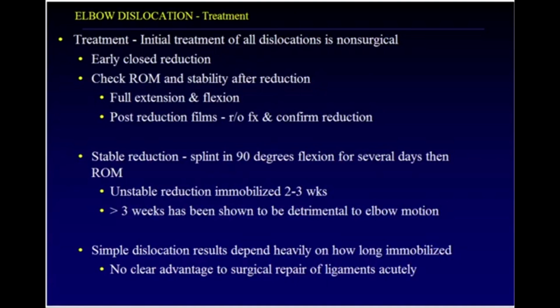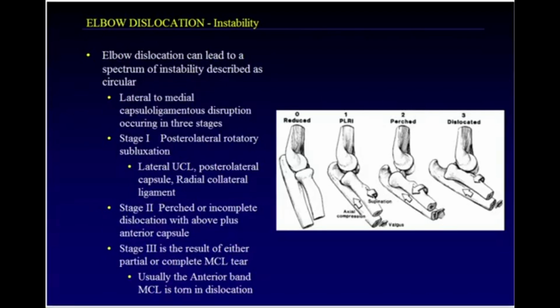If you have a stable reduction, then you splint them in 90 degrees of flexion for several days and then begin early range of motion. If you have an unstable reduction, you may consider immobilizing the elbow for up to 2 to 3 weeks. Immobilizing them greater than 3 weeks has been shown to be detrimental to long-term functional outcomes, with increased risk of significant elbow stiffness. So simple dislocation results depend heavily on how long they're immobilized. With the adult elbow, it's almost never indicated to immobilize greater than 2 weeks, and that's something you want to remember. And there's no clear advantage to surgical repair of either the medial or lateral ligaments acutely in simple dislocations.